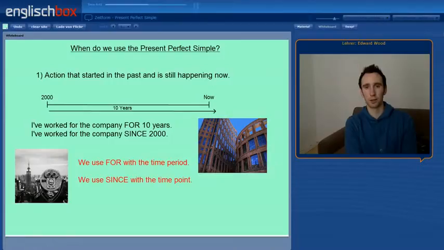One more thing to notice, the use of for and since. For is used for the duration of the action, in this case 10 years, and since with the time point, in this case the year 2000. Okay, let's move on to the second situation in which we use the present perfect simple.